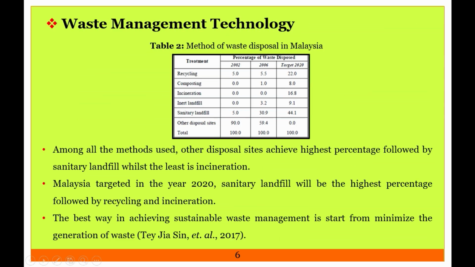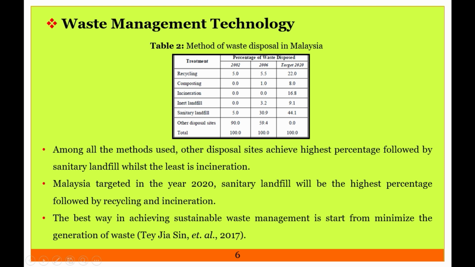Table 2 shows the methods of waste disposal in Malaysia in 2002, 2006 and 2020. The treatments include recycling, composting, incineration, inert landfill, sanitary landfill and other disposal sites. Among the methods used, other disposal sites achieved the highest percentage, followed by sanitary landfill, with incineration the least. Malaysia targets that in 2020, sanitary landfill will be the highest percentage, followed by recycling and incineration.